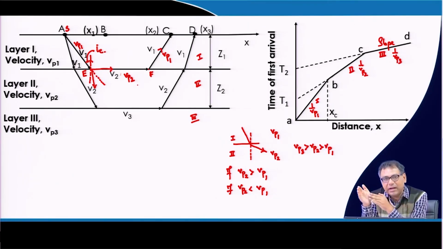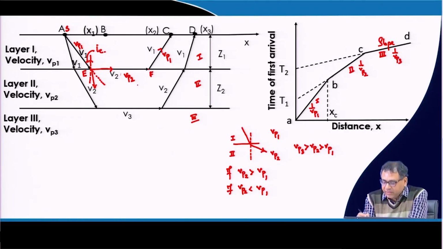But after a certain time or certain distance, your refracted ray will reach first compared to the direct ray, because the direct ray will always travel with a velocity of Vp1, but the refracted ray will travel with a velocity of some portion Vp1, some portion Vp2 and some portion again Vp1. Now, if the portion the wave is traveling with a velocity of Vp2 increases, then the travel time will decrease. So, ultimately there will be a point at which the direct ray and the refracted ray will reach at the same time. That distance from the source is called the critical distance.